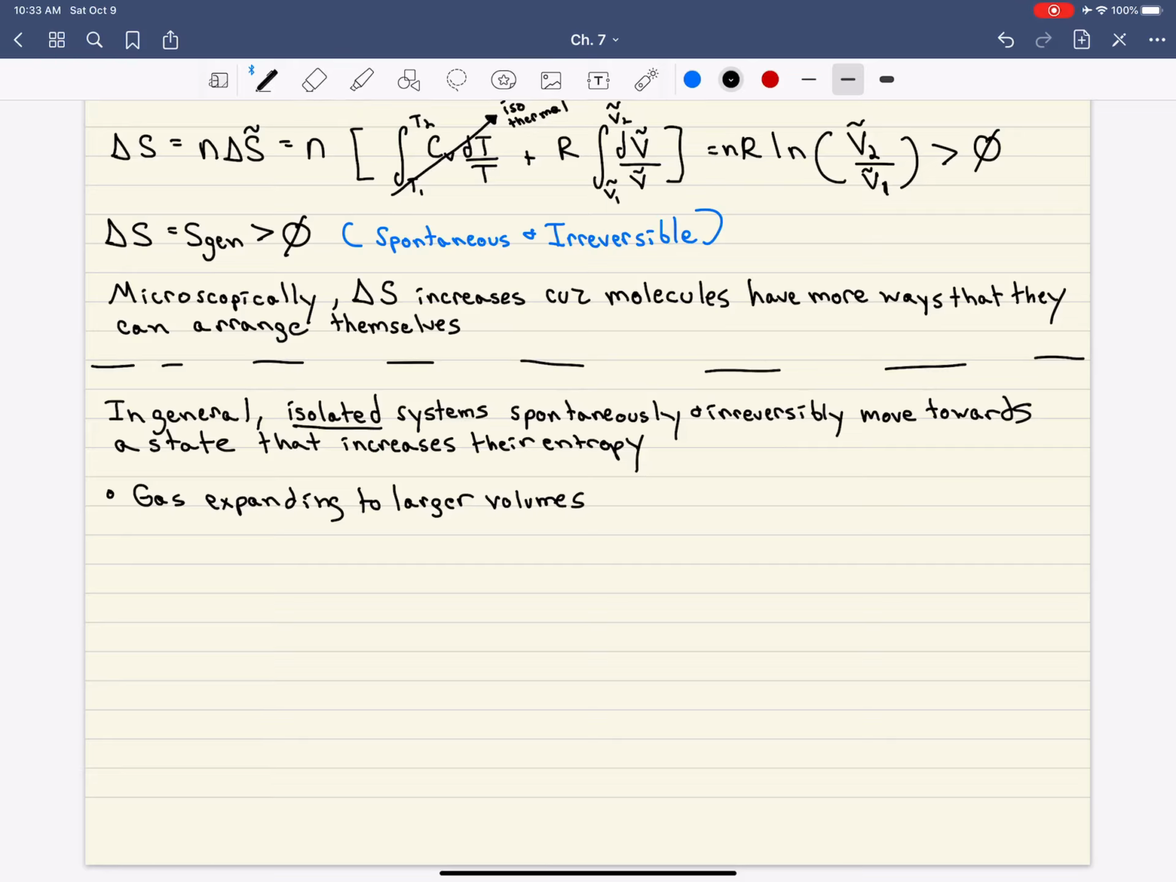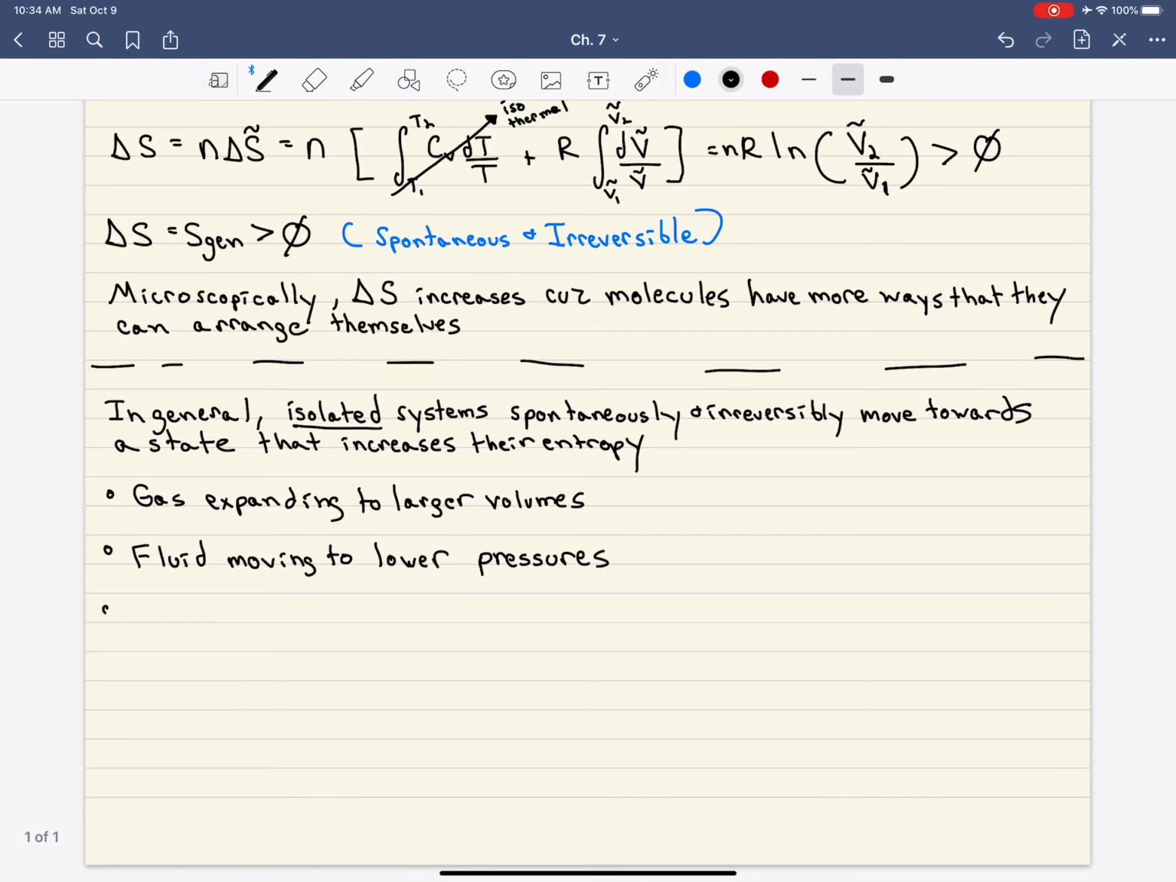But we also see this in other types of systems. So if you think about your transport class, where you talk about fluid flow, what you typically see is that fluids move from areas where they're at high pressure to areas where they're at lower pressure, right? And we saw that entropy increases as you decrease pressure, right? And so a fluid moves to an area of lower pressure because that will increase its entropy.